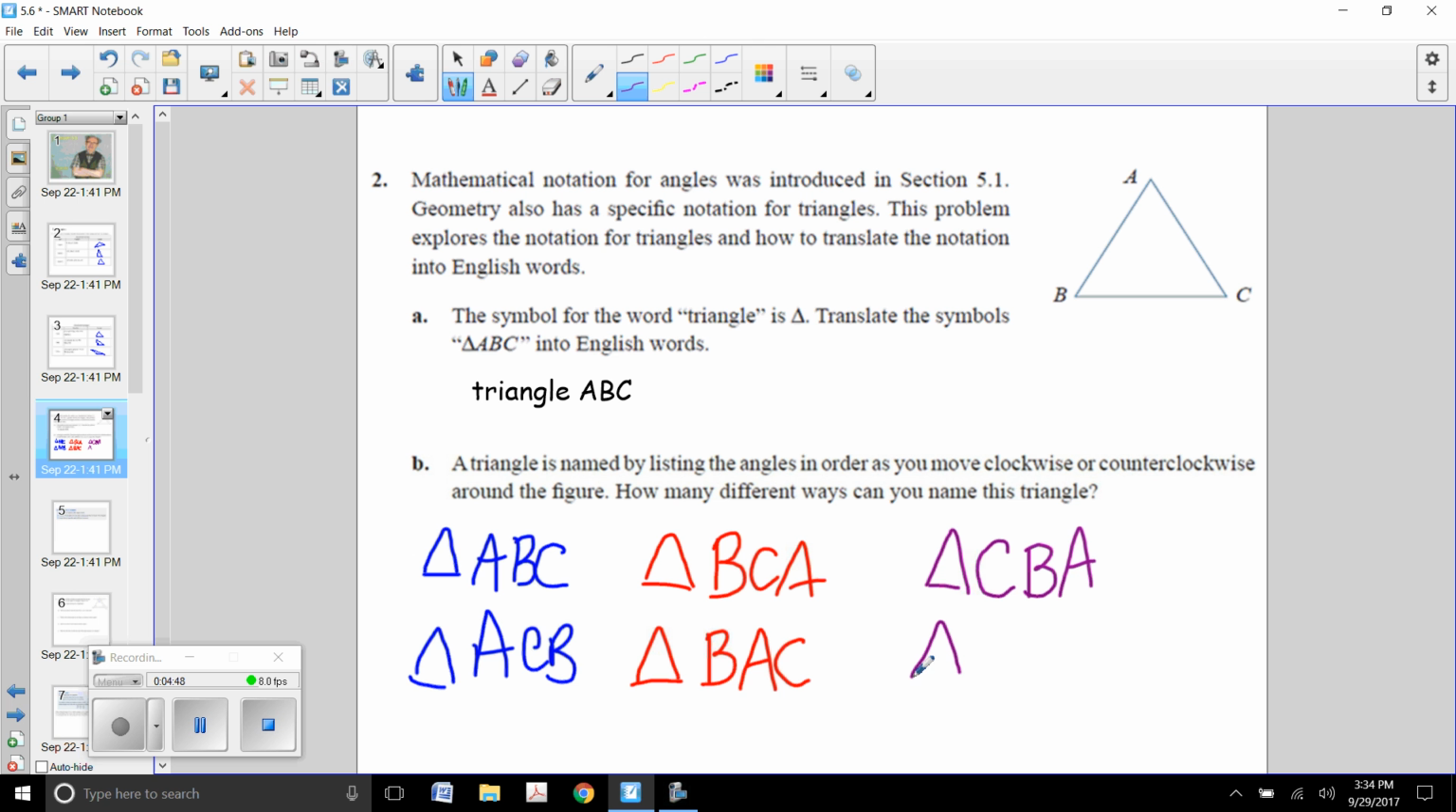Or we could do CAB. So there's actually six ways that we could name this one triangle.